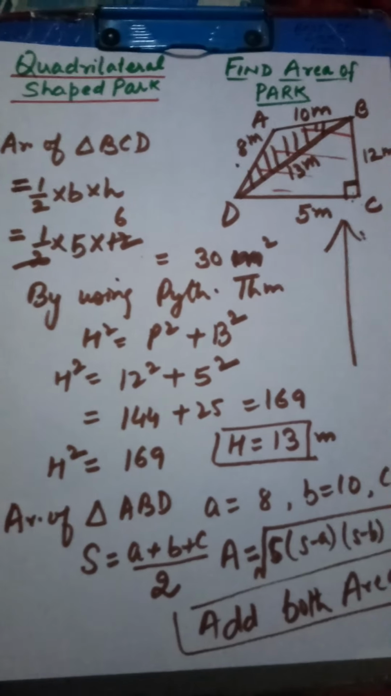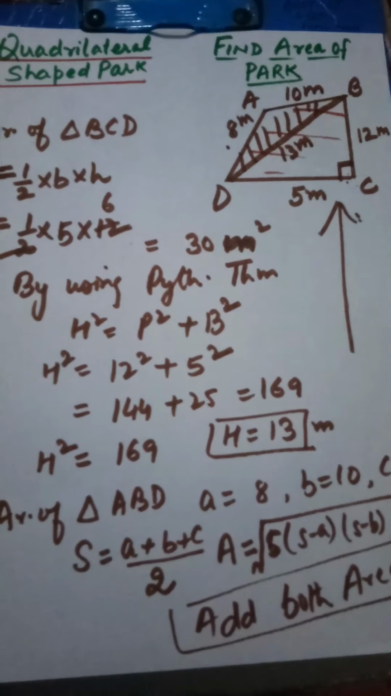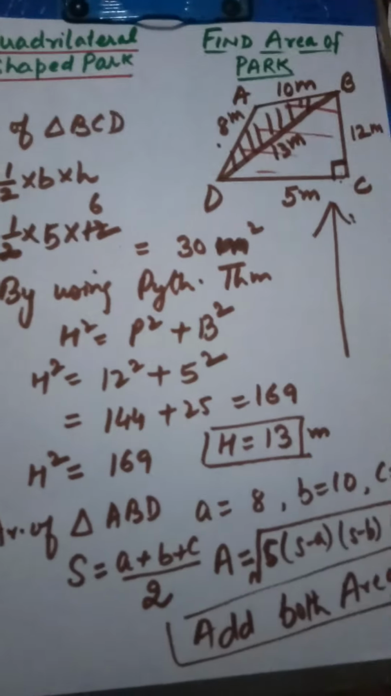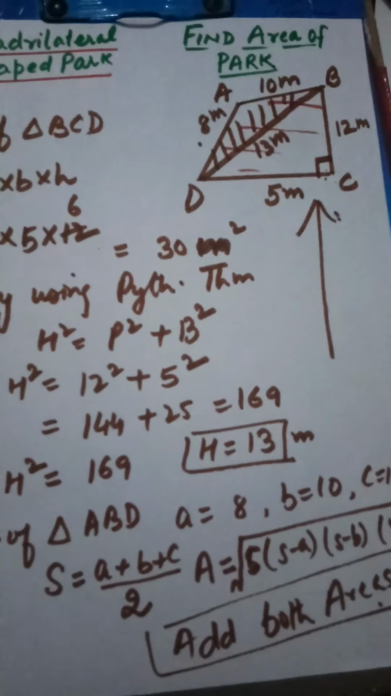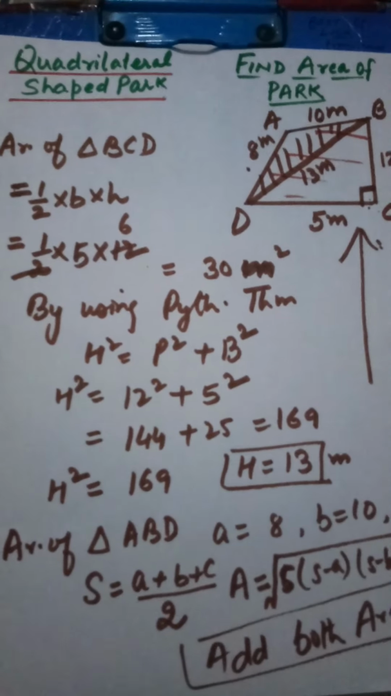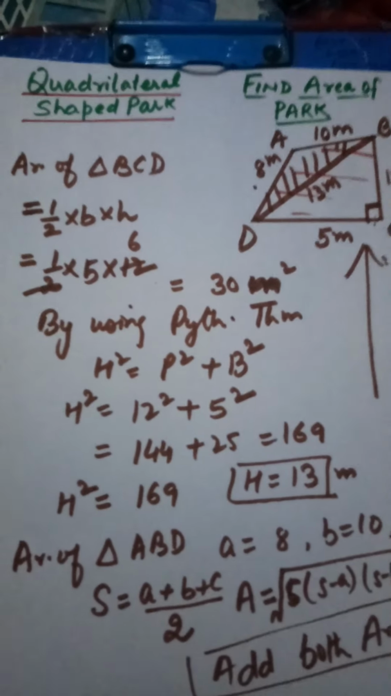That means the derivation of area of equilateral triangle that we have found as under root 3 upon 4a square, and then how this formula can be beautifully applied to different types of questions like area of the quadrilateral shaped park or trapezium or any other four-sided figure also.